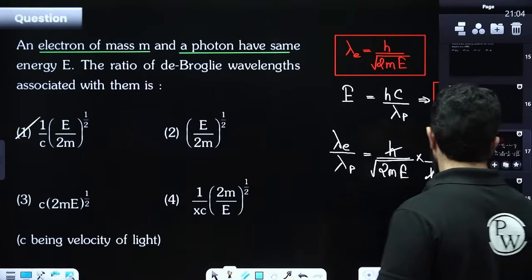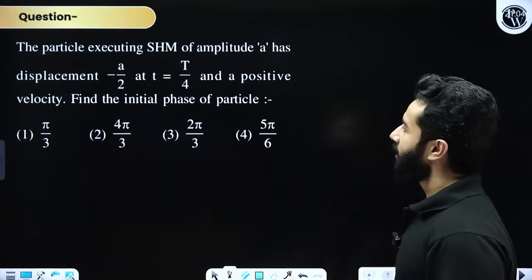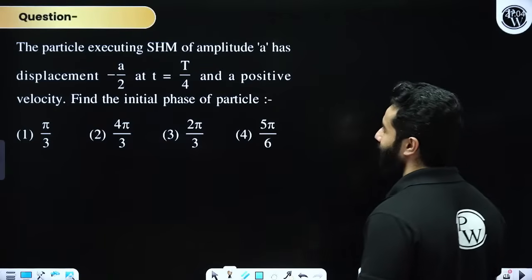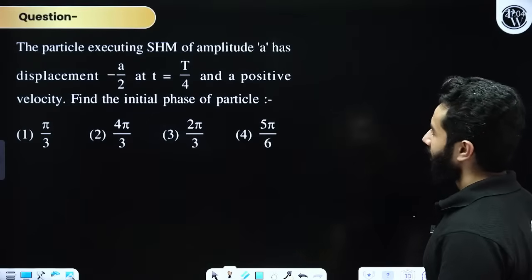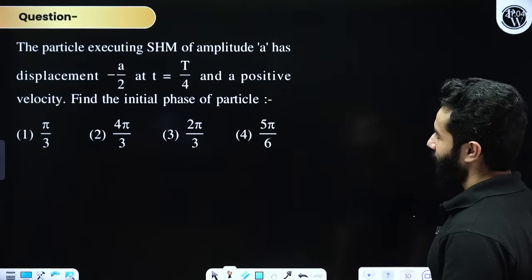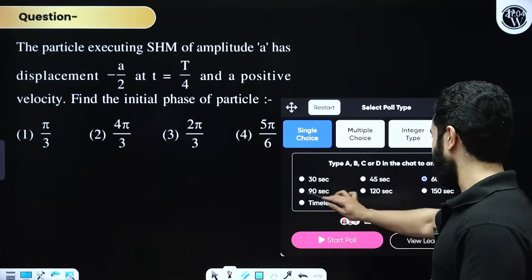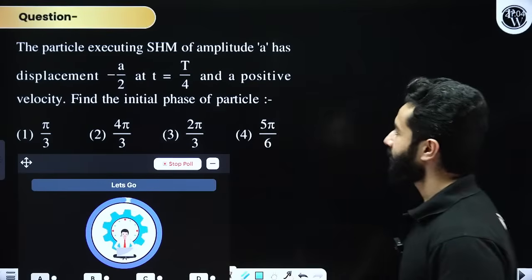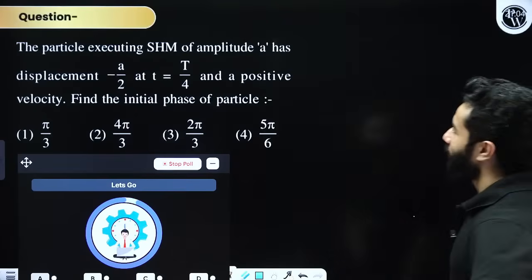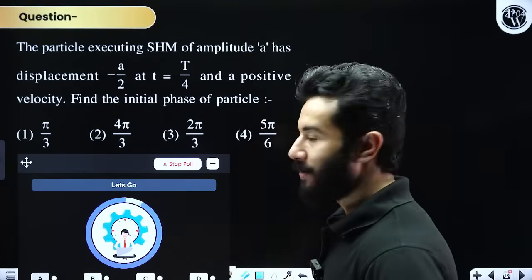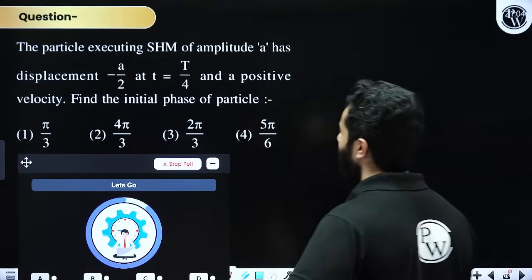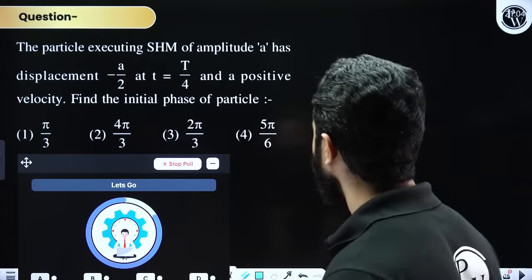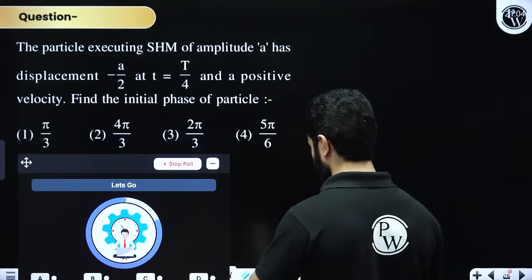Chalo. Next question is this. A particle executing SHM of amplitude A has displacement minus A by 2 at t equals T by 4 and positive velocity. Find the initial phase of the particle. Let's see if you guys can do this question. The particle executing SHM of amplitude A has displacement minus A by 2 at small t equals capital T by 4, and you have to find out the initial phase of the particle.